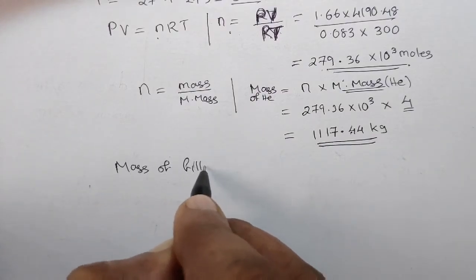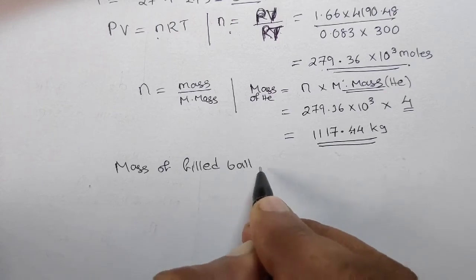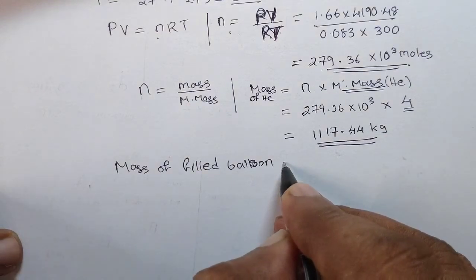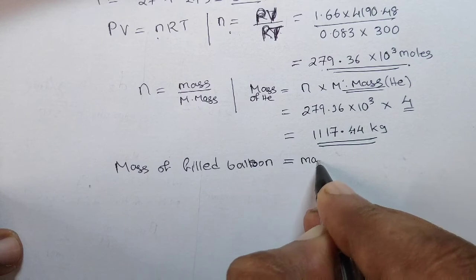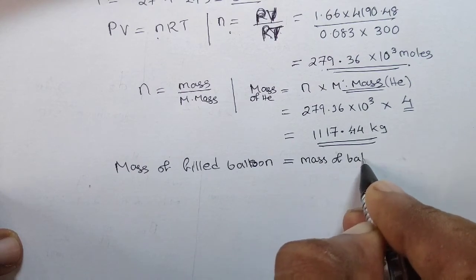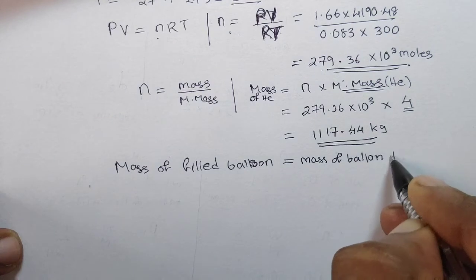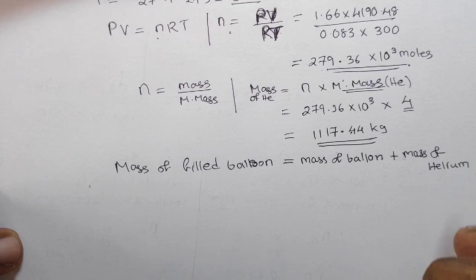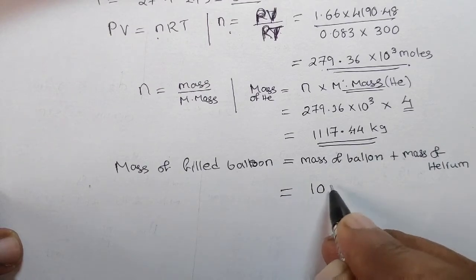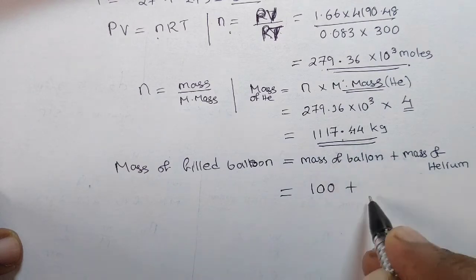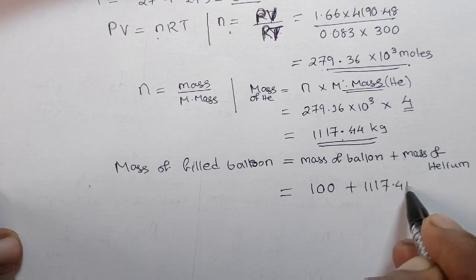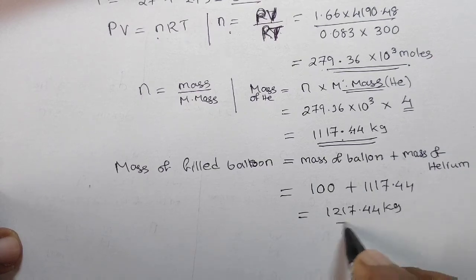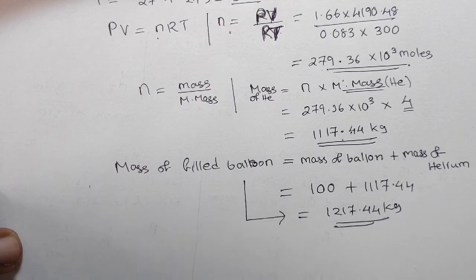Mass of filled balloon will be equal to mass of balloon plus mass of helium gas, right? The mass of balloon was given as 100, and the mass of helium gas we found out here, 1117.44, so which is equal to 1217.44 kilogram. Understood? So we got the mass of the filled balloon.